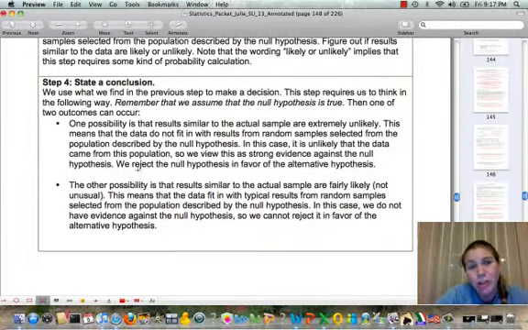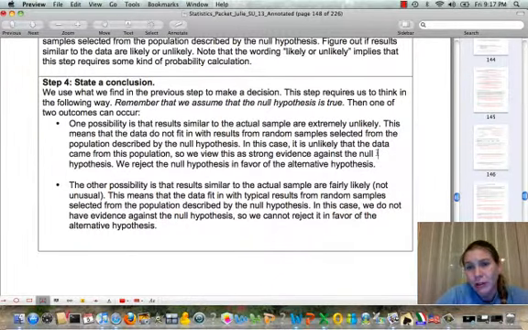So in this case, we reject the null hypothesis in favor of the alternative hypothesis. So we do this when we get a really low probability that the results are likely. The other possibility is that results similar to the actual sample are fairly likely, so that they're not unusual. So this means that the data fit in with typical results from random samples selected from the population that the null hypothesis describes. In this case, we do not have evidence against the null hypothesis, so we cannot reject it in favor of the alternative hypothesis. So this means that the probability comes out high.